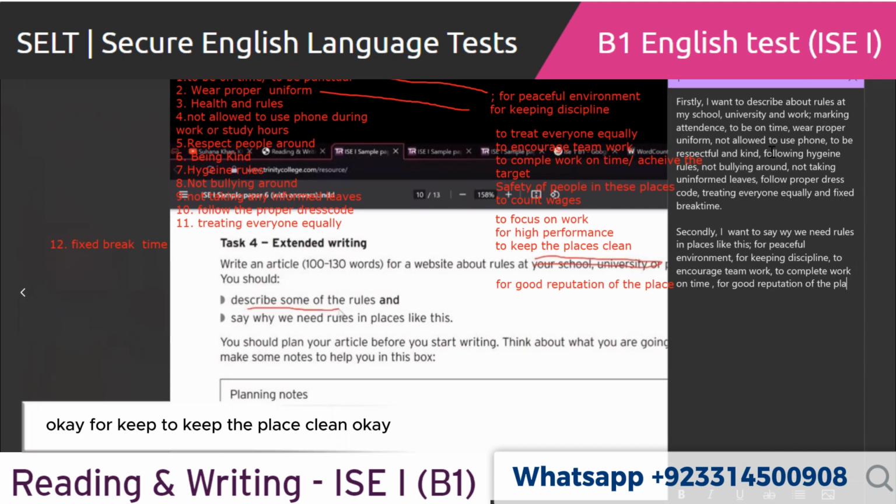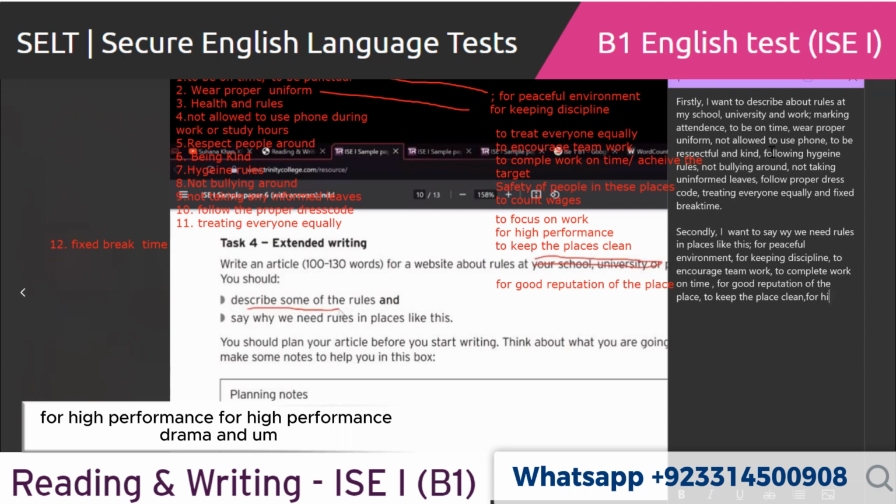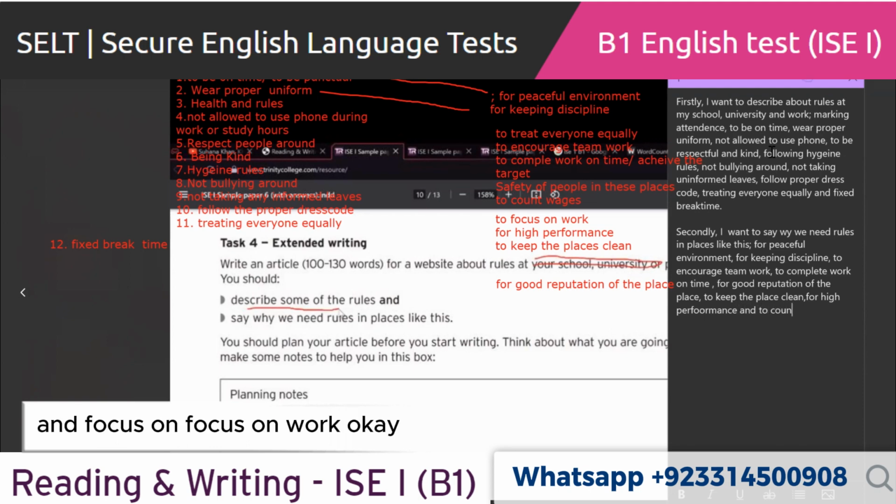To keep the place clean, for high performance, comma, and to count wages fairly. Last one, and to focus on work. I've already written and in here, but I will write to focus on work.